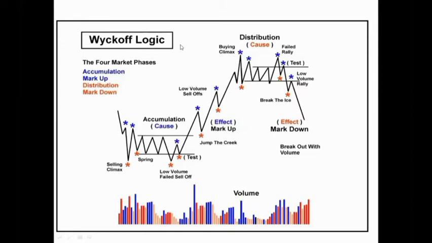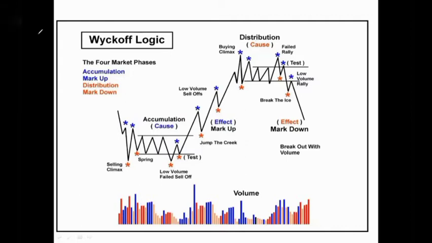If you are looking at this diagram, like I did say, you are seeing the accumulation phase within this area. After the accumulation phase, you have the markup phase. After the markup phase, you have the distribution phase. After the distribution phase, you have the markdown phase. So this is basically how the Wyckoff cycle works.